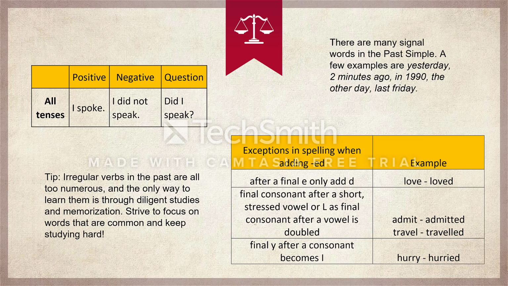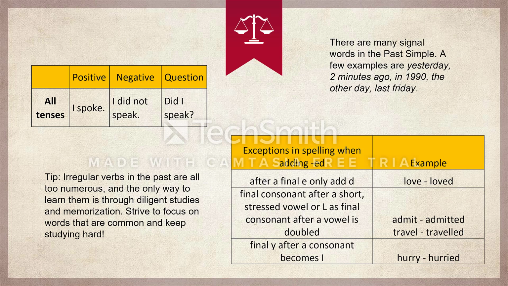And the final exception in spelling states that the final Y after a consonant becomes an I. So when our word ends with a consonant and then a Y, in our example we have hurry, so we have an R and then a Y, both are consonants.